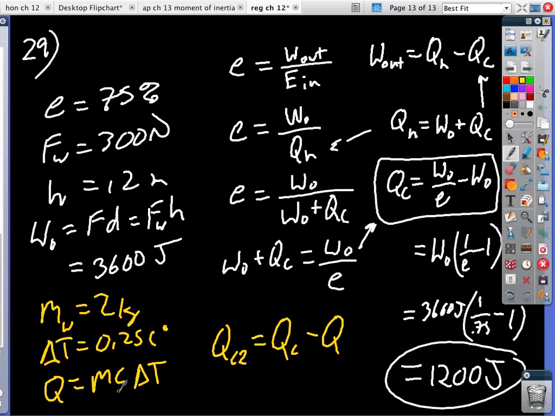So if we use 450 here, then we get the mass, which is 2, times 450, which is 900, times 0.25, which gives us 225. Then we subtract 225 from 1200, which gives us, is that 975? Yeah. 975 joules. So over here, we take our 1200 and subtract the 225 that comes from here, and we end up with 975.